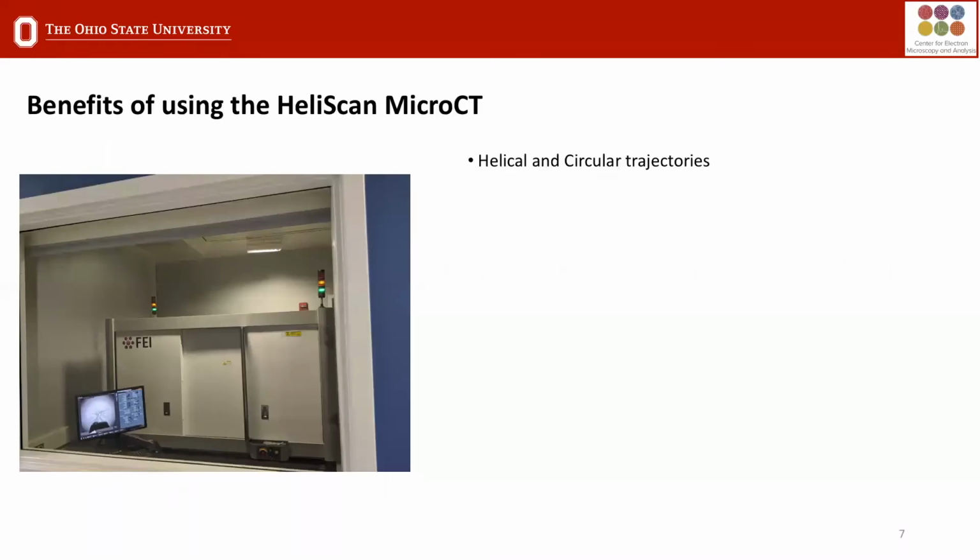What are some of the benefits and advantages of using the HeliScan microCT at CMAS? The HeliScan can perform both circular and helical trajectories. It has a vertical Z stage, which can move 195 millimeters vertically. This combined with the helical scanning trajectory means that samples with large aspect ratios can be scanned in one image. The sample stage can hold a maximum of 15 kilos, allowing for heavy samples or cells to be installed.